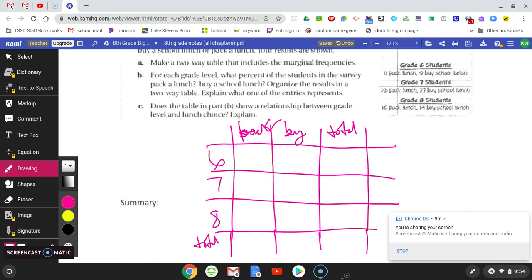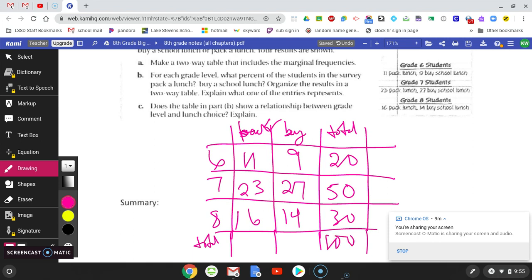Okay, so in the 6th grade, there are 11 that pack and 9 that buy, for a total of 20 6th graders. For the 7th graders, there are 23 that pack and 27 that buy, for a total of 50 7th graders. And for our 8th graders, there are 16 that pack and 14 that buy, for a total of 30 8th graders. Total, there are 100 students, and I can add my other columns up to get 50 here and 50 here. Sorry, my pen carried a little bit. Okay. So we've got our two-way table, includes marginal frequencies.